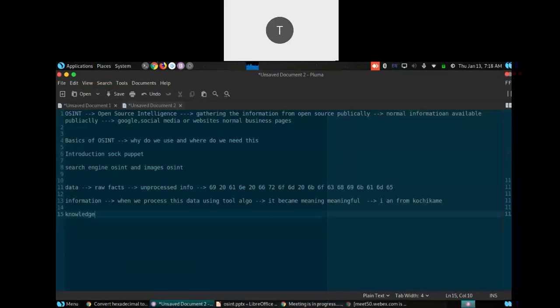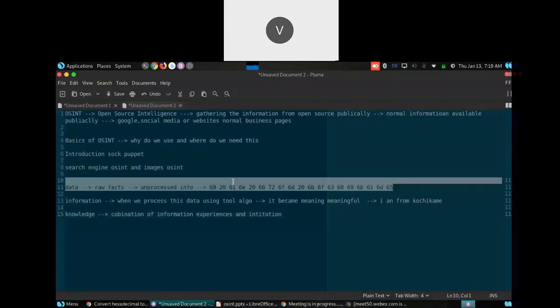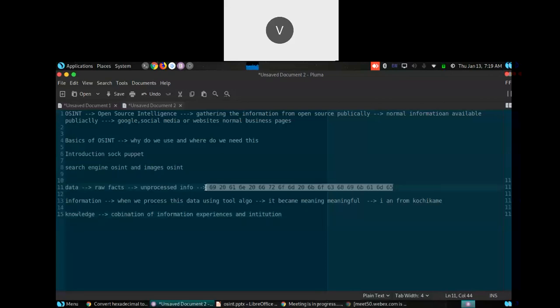Knowledge is nothing but a combination of information, experiences, and intuition. So how do I get to know that this is some sort of hexadecimal, or what this is? This comes with experience, like I have seen these sorts of data sets.